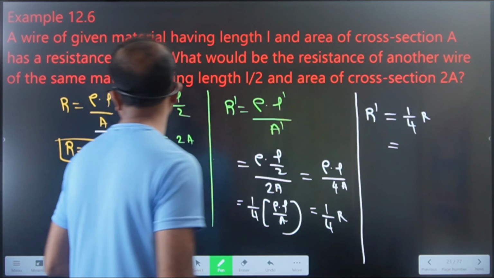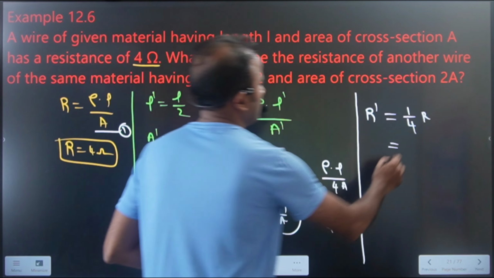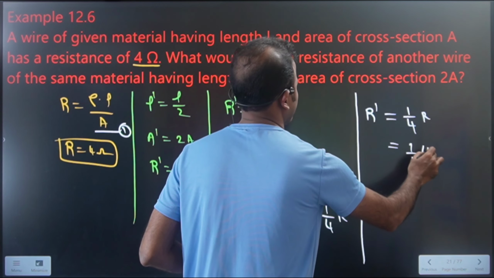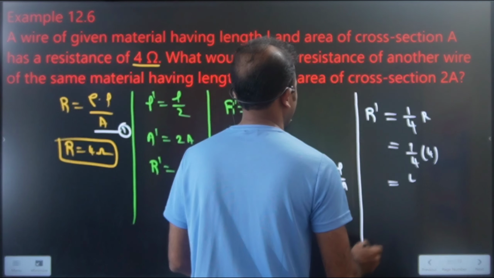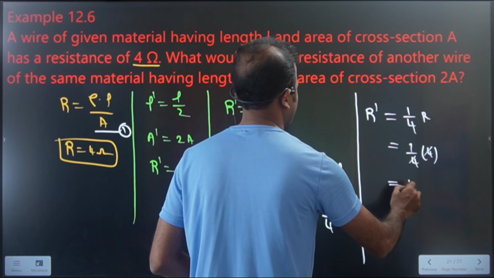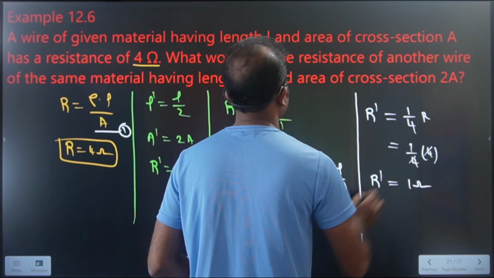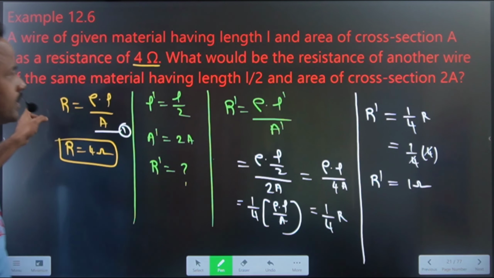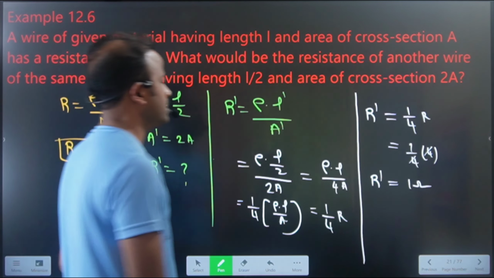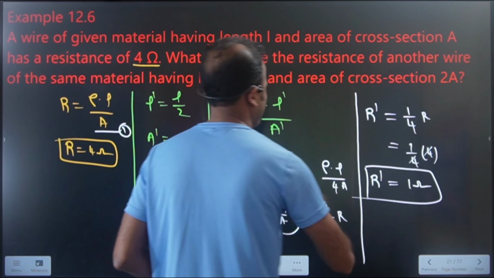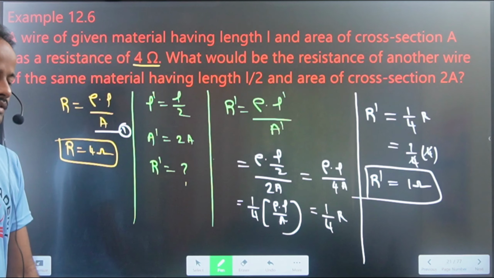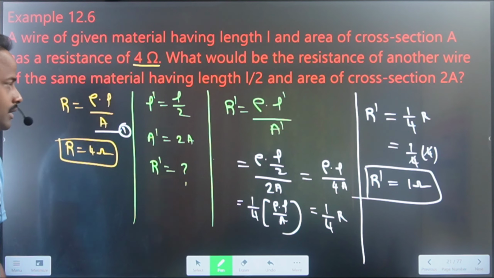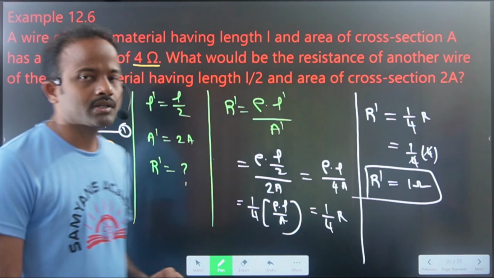What is the R value given? 4 ohm, right? So just substitute the 4 by 4. When you calculate this, you will get 1 ohm. The 4 gets cancelled. Answer is 1 ohm. Okay, now what is the resistance of the other wire we got here? 1 ohm. So in this way we can calculate the resistance. It is a very important one. Okay, is it clear everyone?